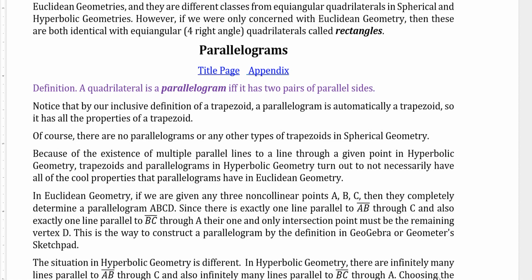All right, this is Jack Jackson. We're going to talk about a really cool class of quadrilaterals today, and that's parallelograms.